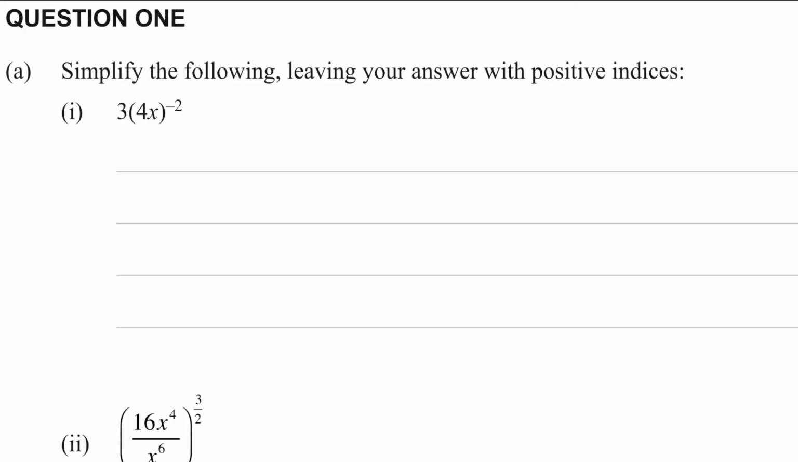So is it simplified? Quite simple. Well, maybe to me, maybe not to you, I don't know. So it could be simplified, but does it have positive indices? No. Right, we have to the power of -2. So our first step for this one is to try and rewrite that with a positive indice, and then we can go about simplifying it. So we need to use our power rules to do that.